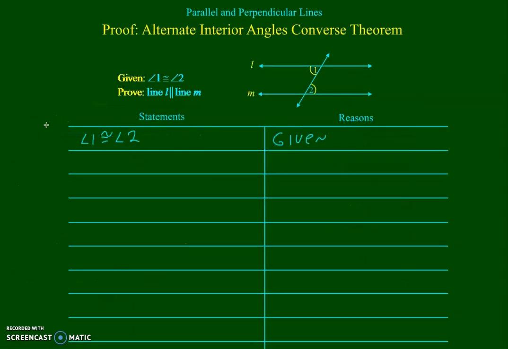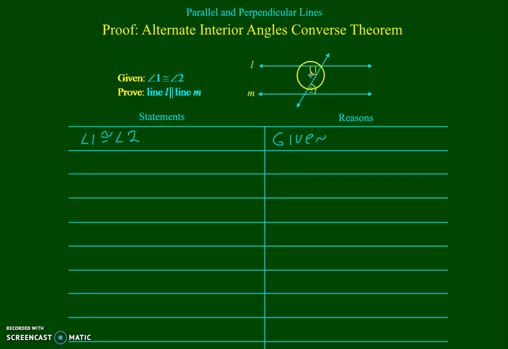Here's the setup for our proof. I've gone ahead and written in the given information already just to save a little time. We have two lines cut by a transversal, and we're given that angle 1 is congruent to angle 2. And we want to prove that line L is parallel to line M. So, just like with all our other theorems that we've proven, we've got to come up with a general plan for how to attack this.